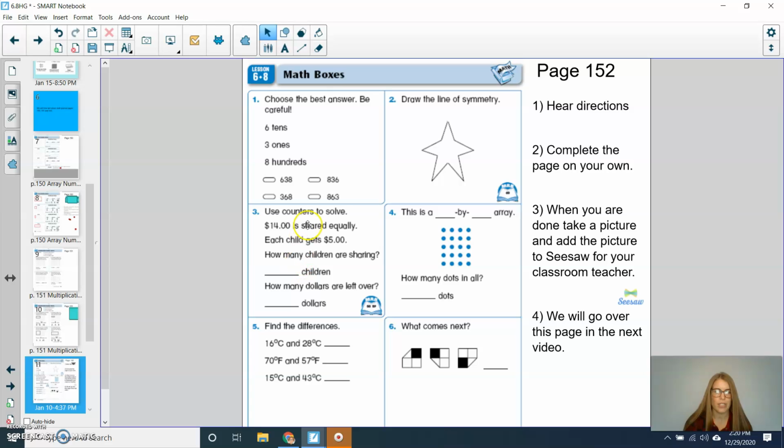For question 3, you can use counters to solve, or you can use other strategies too, but $14 is shared equally. Each child gets $5. How many children are sharing, and then how many dollars are left over? For question 4, this is a what by what array, and how many dots are in all? Find the difference between 16 and 28, between 70 and 57, and between 15 and 43. And then do the best that you can to draw the picture of what would come next.